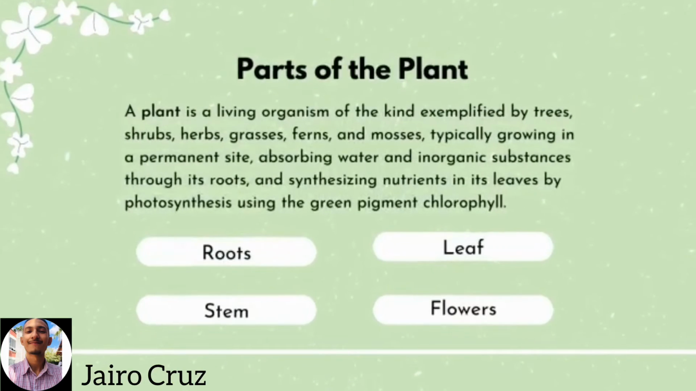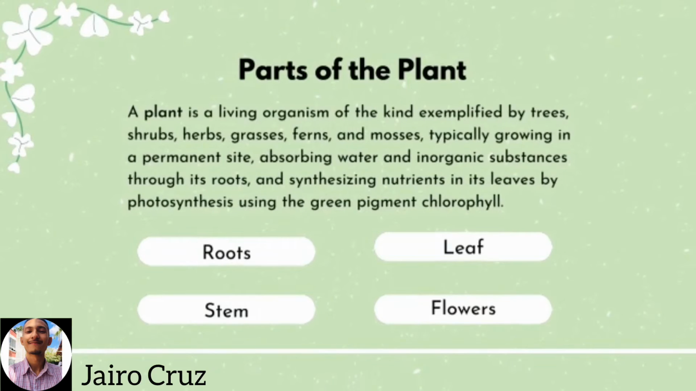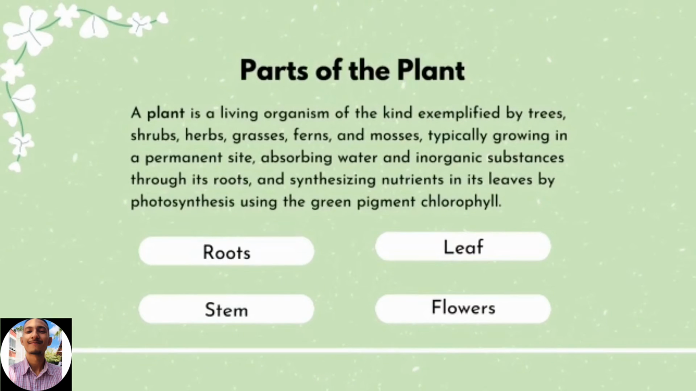First, we are going to introduce the topic that we are going to use to teach our children. Parts of the plant. A plant is a living organism of the kind exemplified by trees, shrubs, herbs, grasses, ferns, and mosses, typically growing in a permanent site, absorbing water and inorganic substances through its roots, and synthesizing nutrients in its leaves by photosynthesis using the green pigment chlorophyll. The plant has 6 parts, but we just take 4 into consideration to make the learning easier for the children.